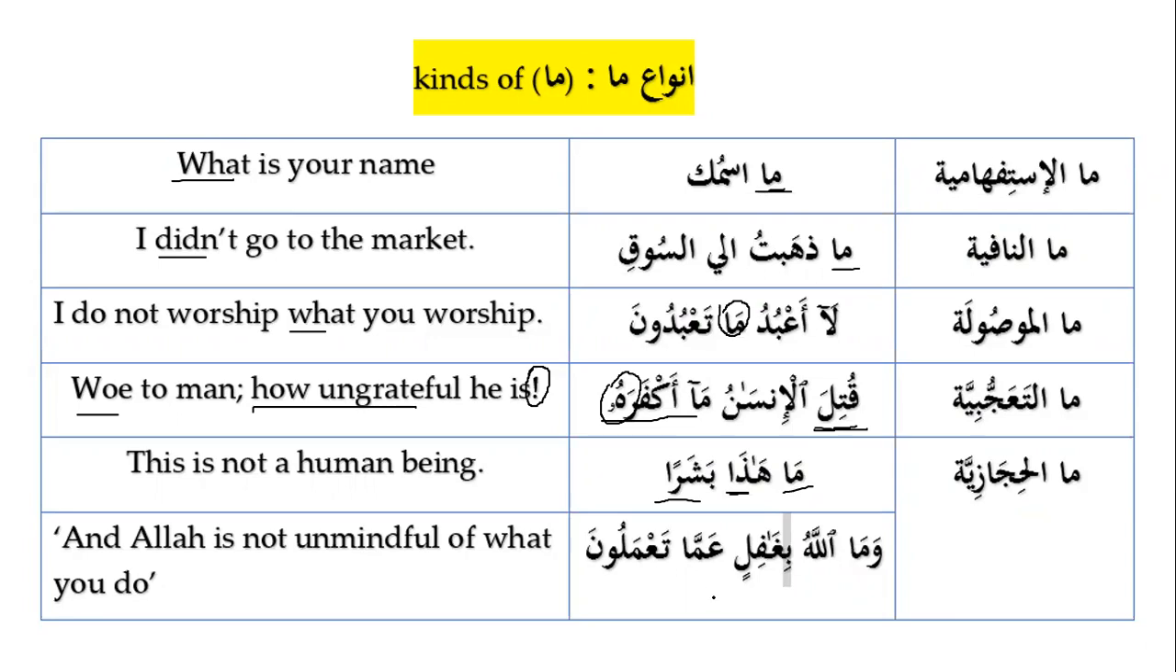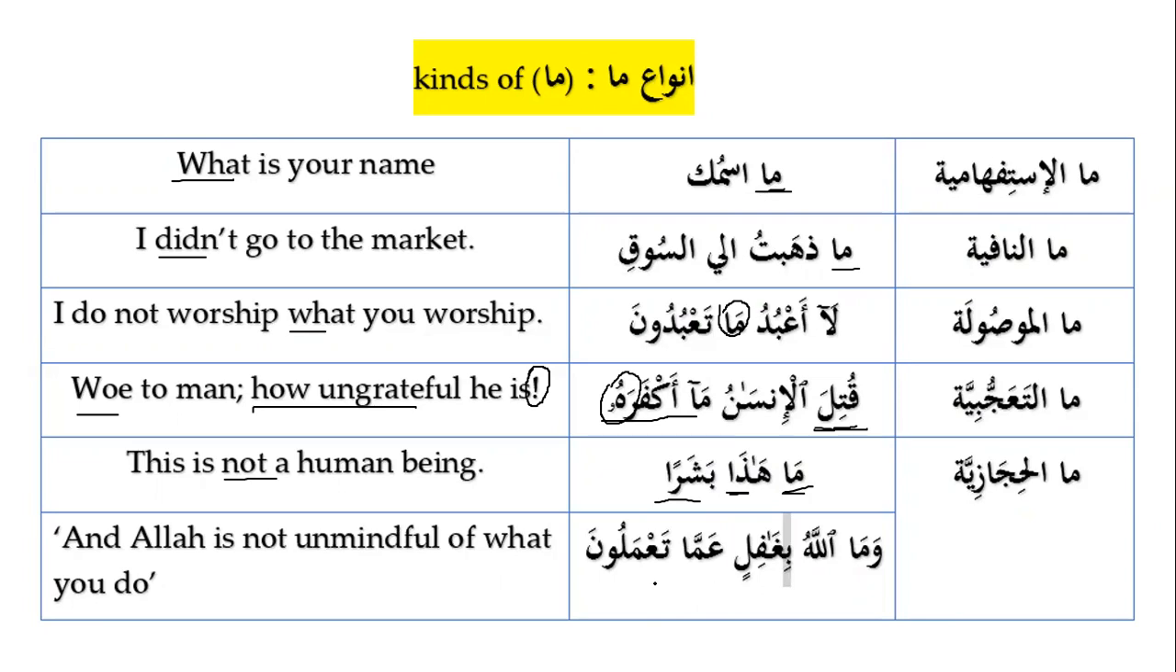Similarly, we say hadha basharun, this is a man, and laysa hadha basharan. So when we use ma, it will have the same impact as laysa. Whenever you see this construction, it means not. This is not a human being. So it equals laysa.